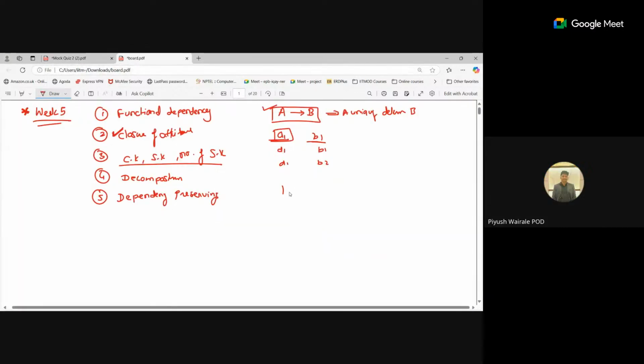Now, closure of attribute. Let's say we have a relation R having A, B, C, D, E. We have 5 attributes, and let's say we have functional dependencies like this: A determines B, B determines C, D determines EB, right? And let's say C determines D. So we have these four functional dependencies. If I want to find out the closure of, for example, A, how to find out the closure of A? So first, whatever attribute we are going to find the closure of, that will come here.